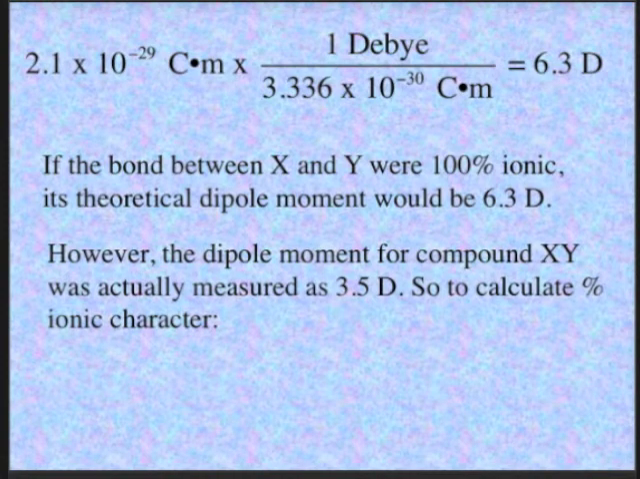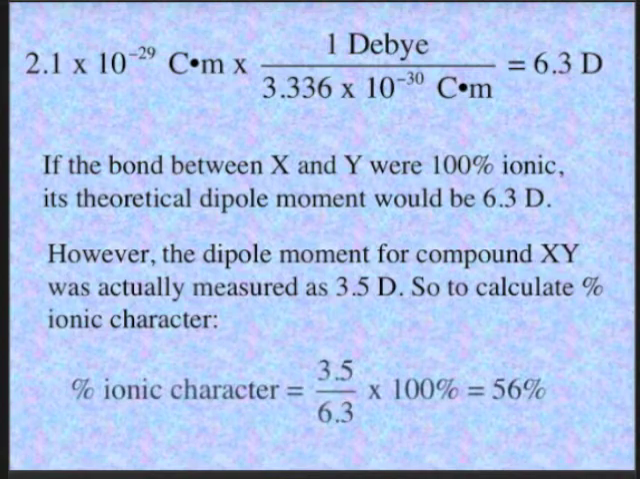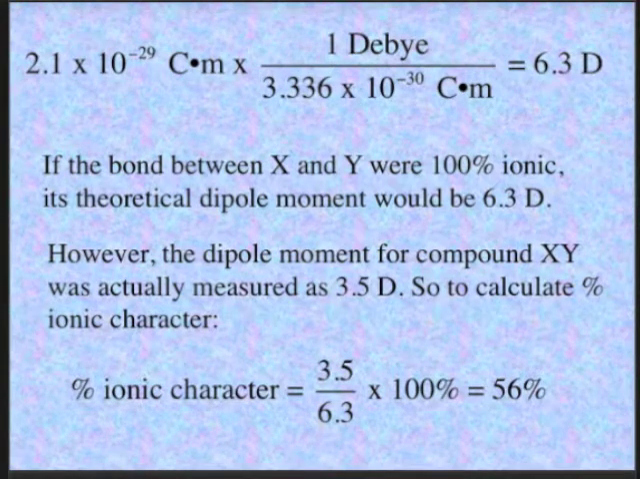However, the dipole moment for compound XY was actually measured to be 3.5 debye, not 6.3. So let's calculate now the percent ionic character. Percent ionic character equals 3.5 divided by 6.3 times 100%, and that equals 56% ionic character.